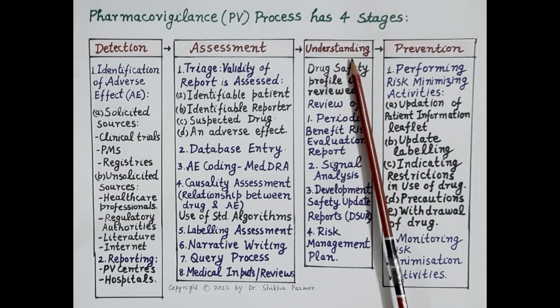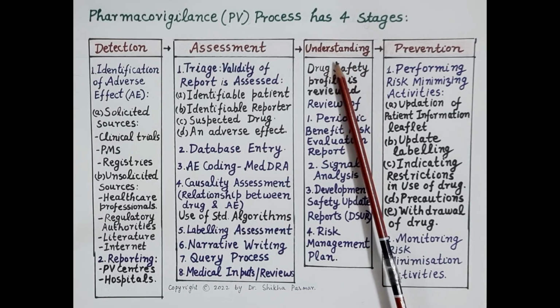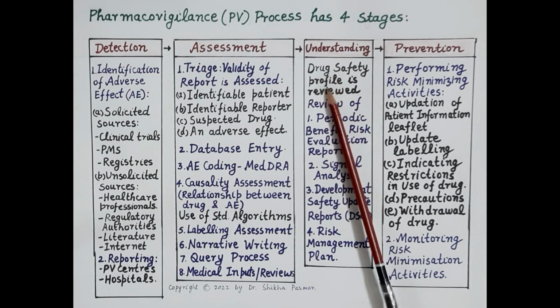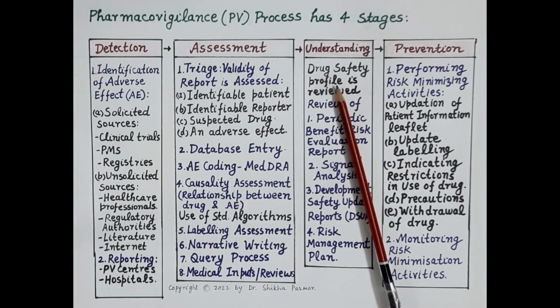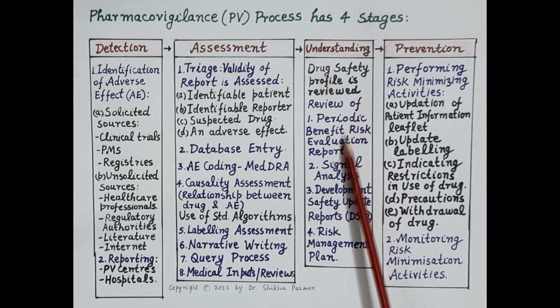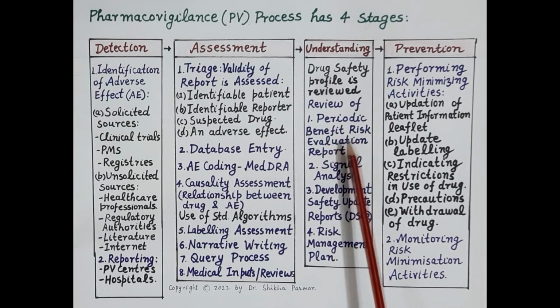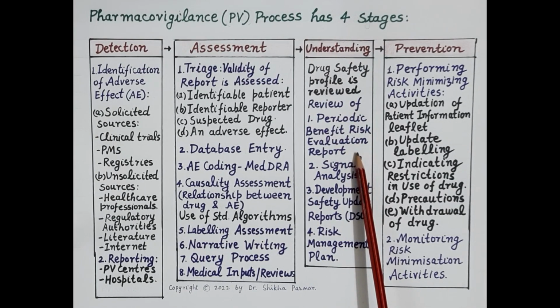Now, once the compiled adverse effect report along with the medical review is obtained, the third step in pharmacovigilance is to understand the drug safety profile. Now, the safety profile of the drug, that is the benefit risk ratio of the drug, is reviewed by a number of documents. One such document is the periodic benefit risk evaluation report, which was made during the process of phase 1, phase 2 and phase 3 clinical trials. So this report is again thoroughly reviewed.